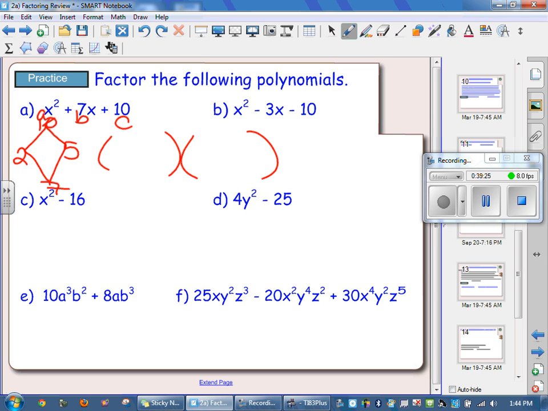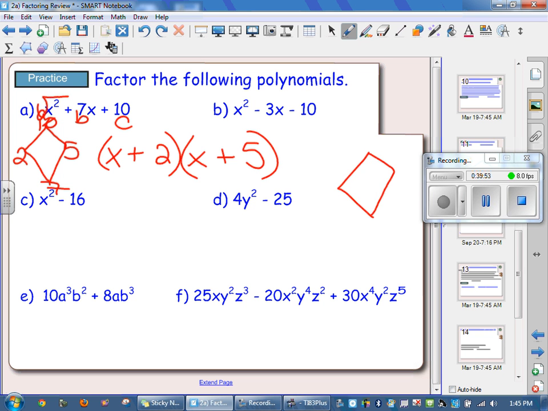Okay? Now we take a look at B. B is also 3 terms, and none of them are square rootable, except for the x squared, of course. So now, again, you got to use your diamond. When we use our diamond over here, here's our A, here's our B, here's our C. A times C gives us a -10. Our B is a -3. So now we've got to find the factors of 10 that give us a negative 3.